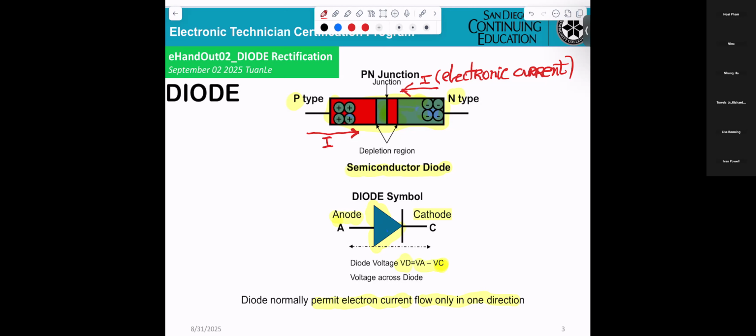Either they flow from A to C, they cannot go back. Cannot go backward. So for the diode, they allow current to flow only from positive anode to cathode. I'm talking about conventional current.